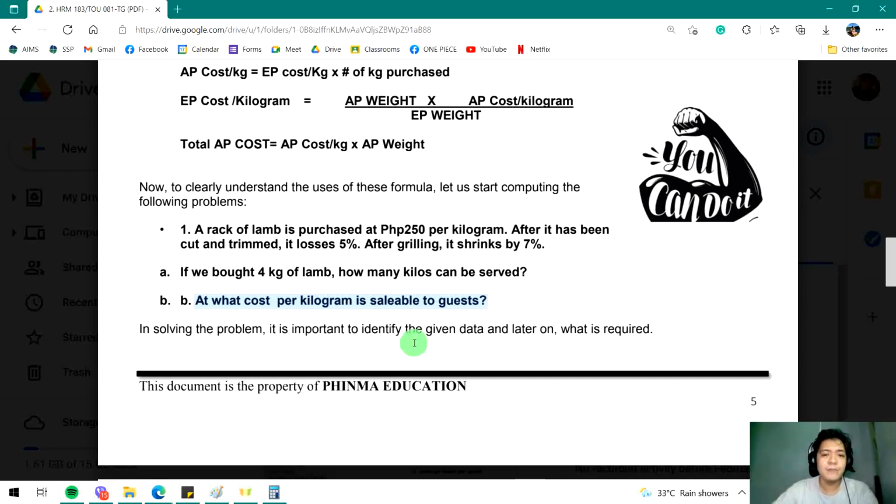Let's try to dig in deeper. If we bought 4 kilograms of lamb, how many kilos can be served? So, sa term na how many kilos can be served, ibig sabihin, ang tinatanong sa atin dito is after all the trimmings and after all the wastages and the shrinkage, ano yung kilogram na pwede nating maibenta doon sa mga guests natin? And magkano per kilogram yung isa-serve natin for our guest para alam natin yung cost.